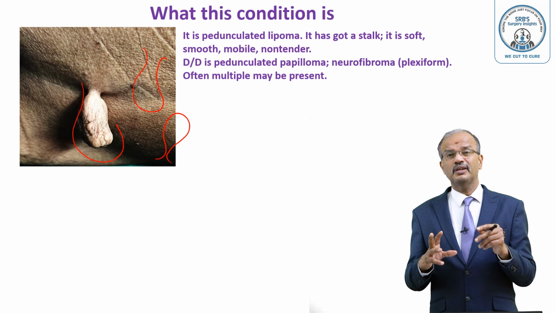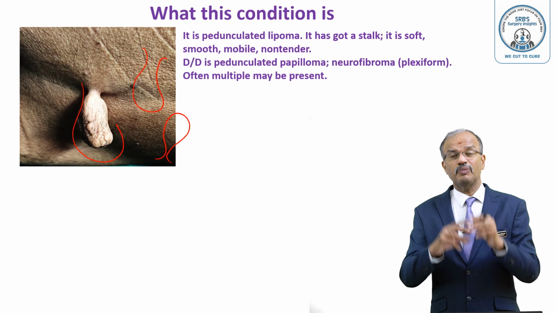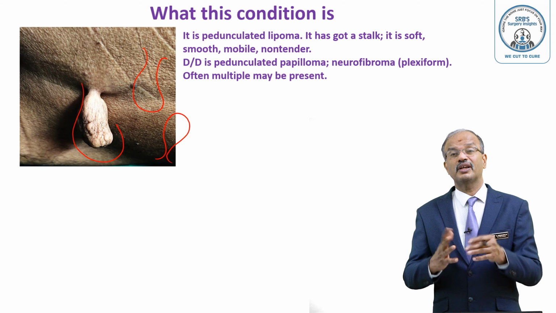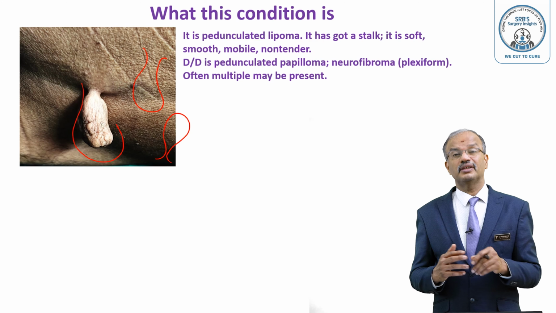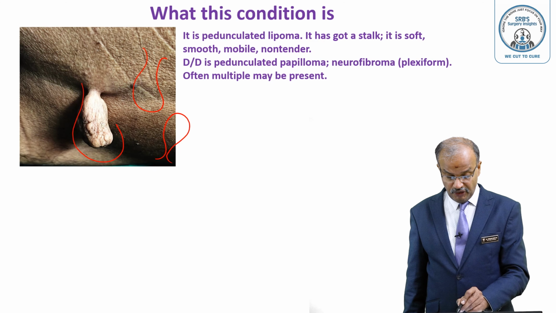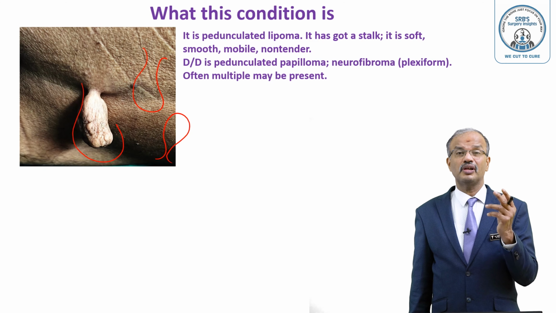But treatment-wise, always under local anesthesia, remove the pedicle, go deep with an electrical incision and put a suture. But go deep and remove the root. That's important, otherwise recurrence can occur, same as in papilloma. The differentials are neurofibroma and others. Remember, it's a lipoma, so naturally multiple lesions can occur.